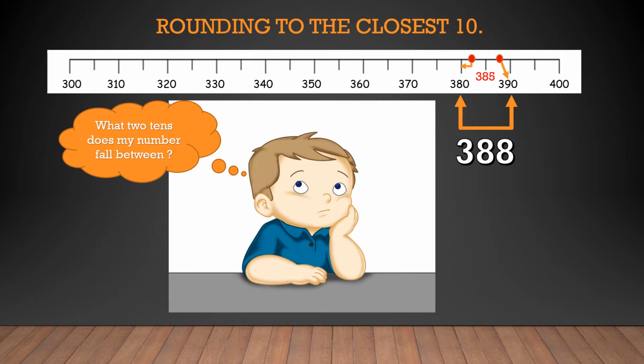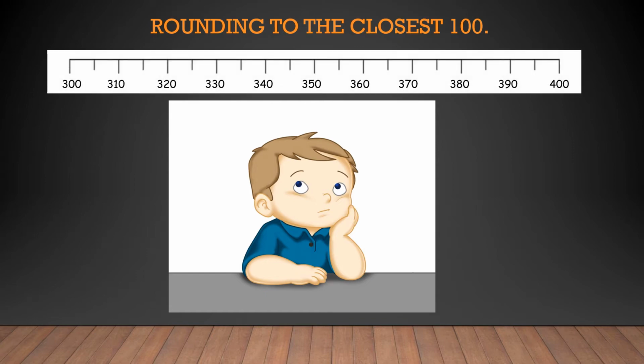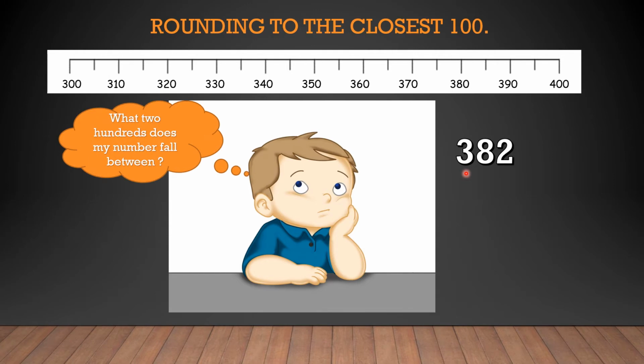What about to the nearest 100? Let's take a look. When we're rounding to the closest 100, we want to do the same thing. We start with the number line, but this time we're going to use our multiples of 100. In this case, we're going to take the 382 and look at the hundreds place this time. We see that there's a 3 in the hundreds place, so that tells us that we have 300, which is our lower 100, and the next 100, which would be 400. So what two hundreds does my number fall between?